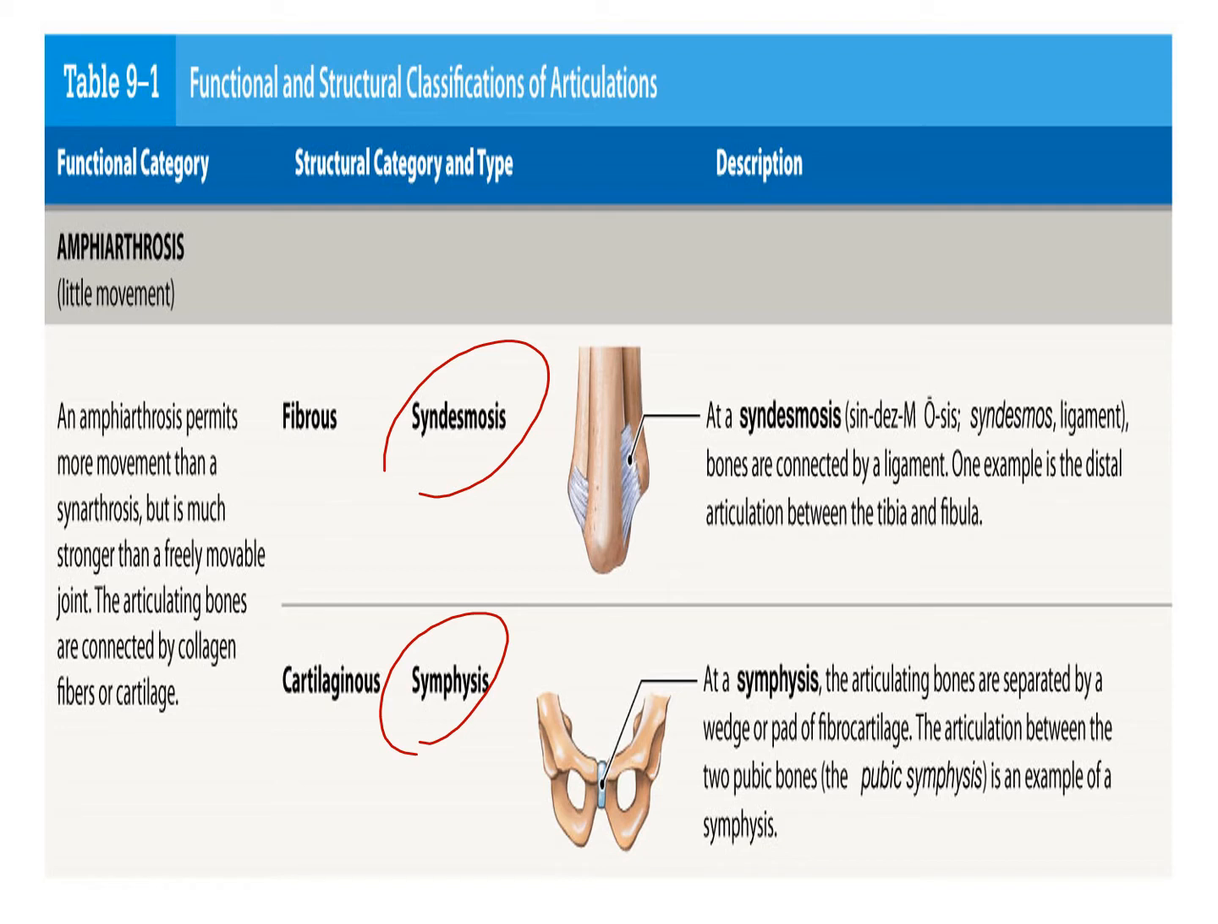Another place that we see symphysis joints is at the intervertebral joints within the spine. So you have the discs in your spine, intervertebral discs, and those are fibrocartilaginous pads. And so they are making up these symphysis joints all the way up through your spine.